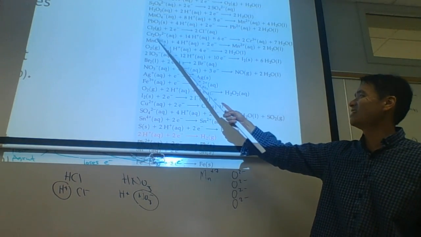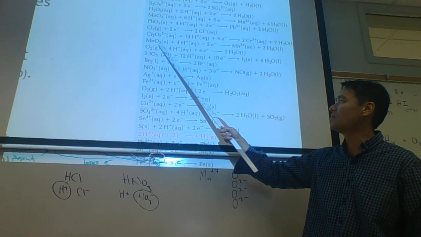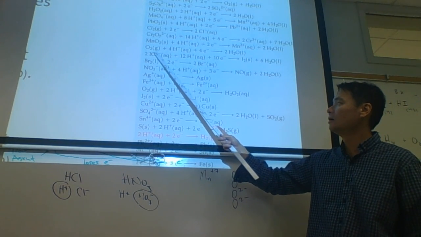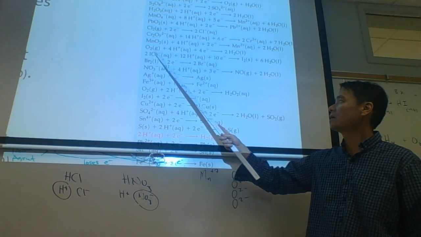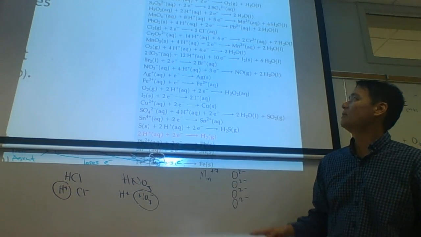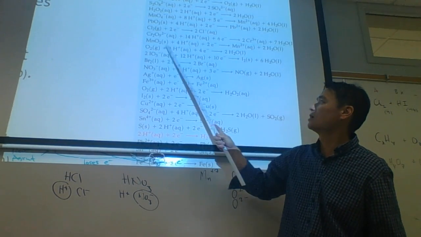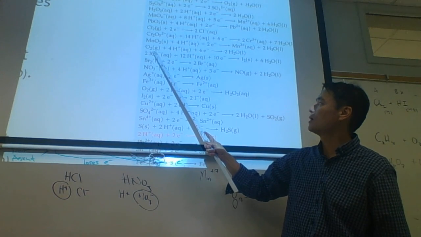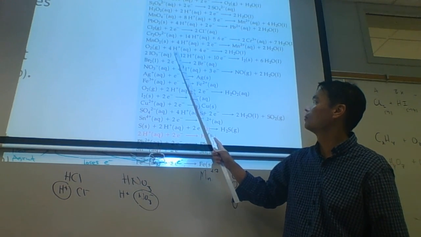Well, what's this one? Cr2O7 2- is dichromate. This is manganese 4 oxide. What's this? O2 is oxygen and H+. So what we say is these are the powerful oxidizers here. And so oxygen is a moderately powerful oxidizer in the presence of H+.